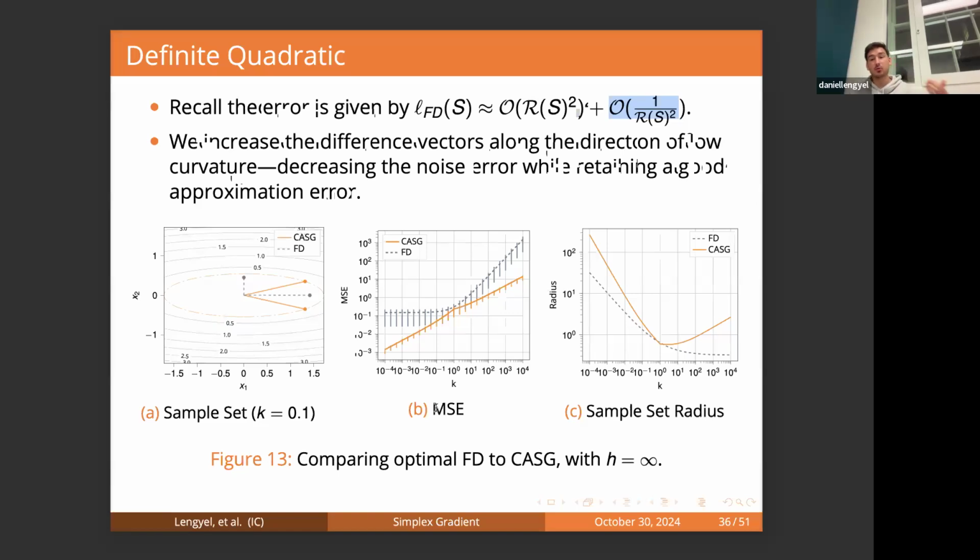It just is stuck to its structure. And here we can see that the more ill-conditioned the problem is, because we can exploit the low curvature more, the better we do. Again, magnitude's better. And in the last figure we see, again, this is because we are able to increase the sample set radius more. So we're able to decrease the noise error while not really incurring more approximation error costs, but exploiting these low curvature directions.